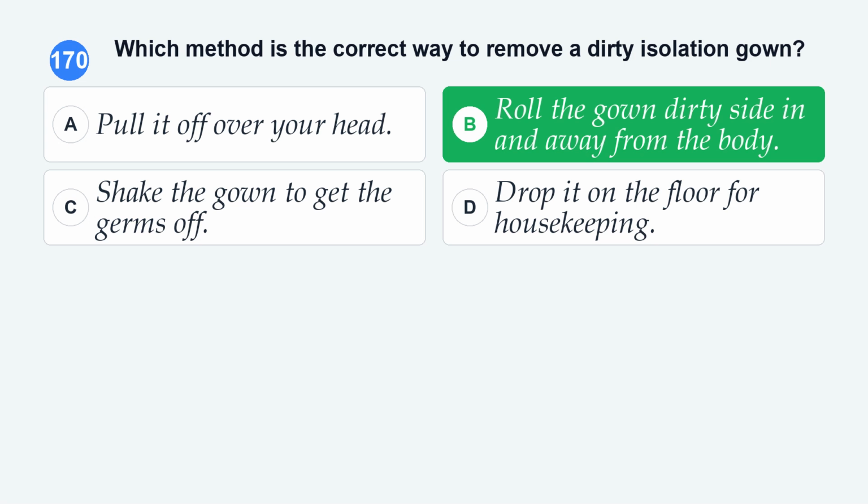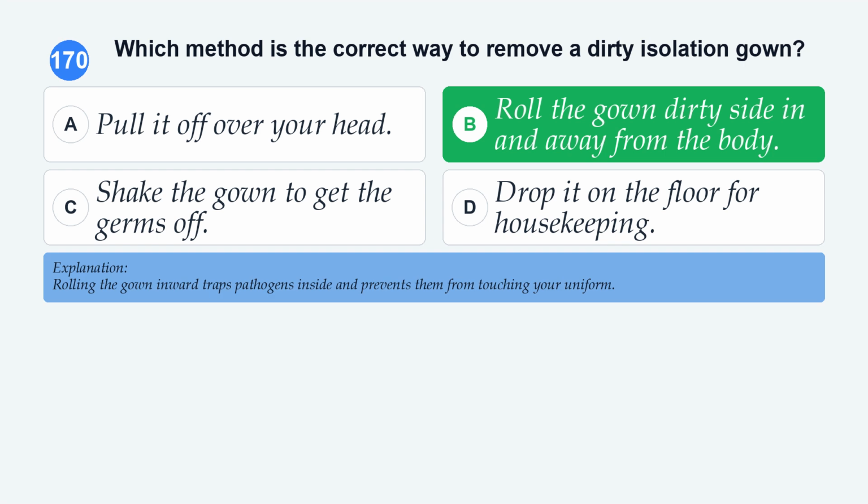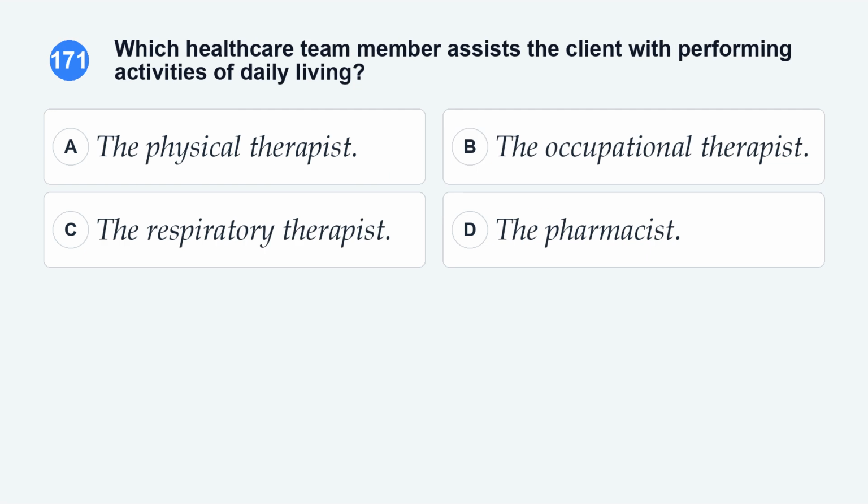The correct answer is option B. Roll the gown dirty side in and away from the body. Explanation. Rolling the gown inward traps pathogens inside and prevents them from touching your uniform. Question 171. Which healthcare team member assists the client with performing activities of daily living?